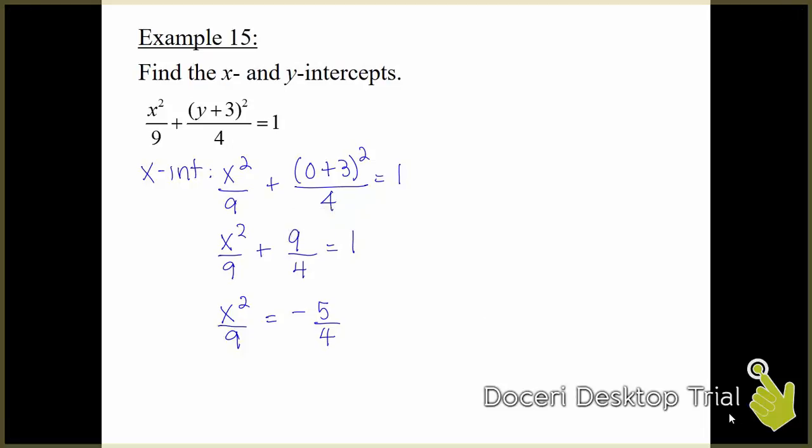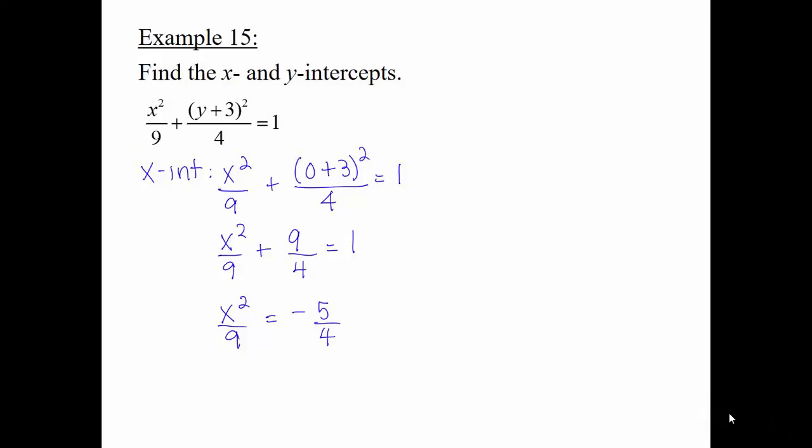Okay, 1 is the same as 4/4. So if you have then 4/4 minus 9/4, you get negative 5/4. Okay. And then cross multiply, or you can multiply by your common denominator, however you want to do it. 4x squared is equal to negative 45. X squared is equal to negative 45/4. Simplify. Well, there's no real solution because it'd be taking the square root of a negative number.